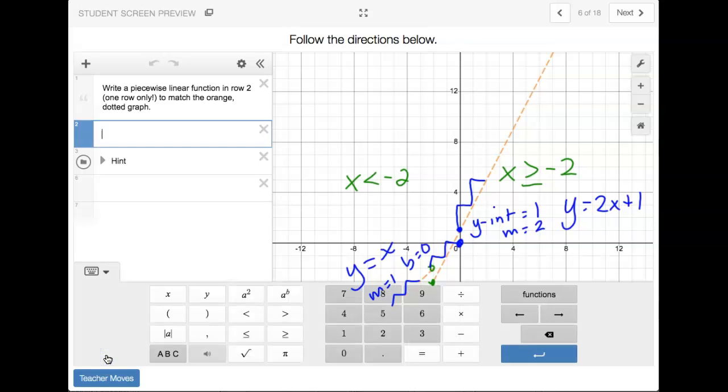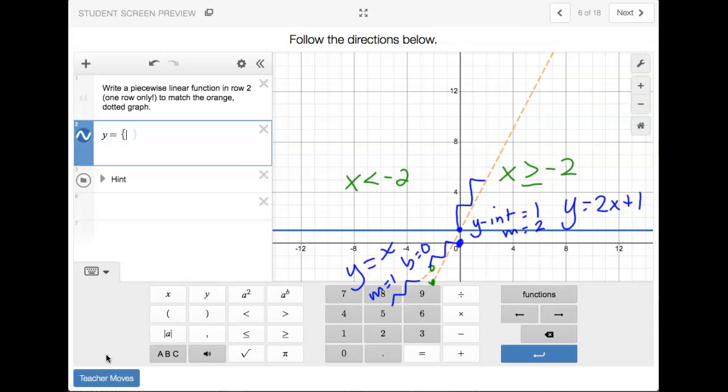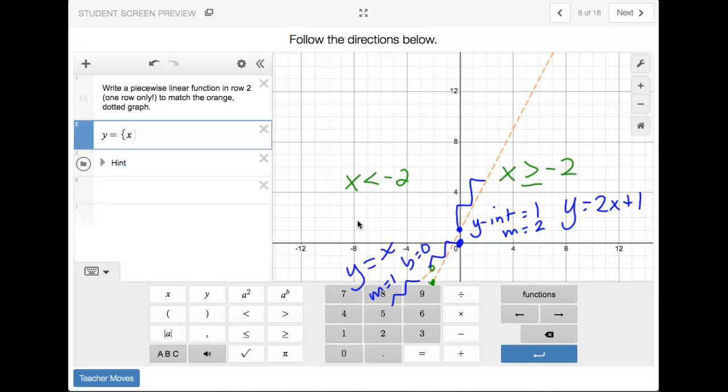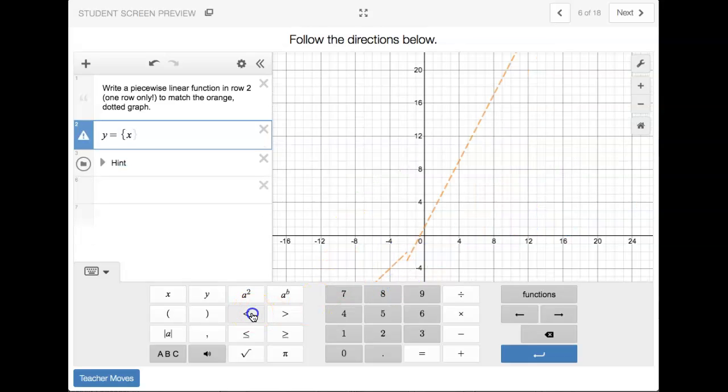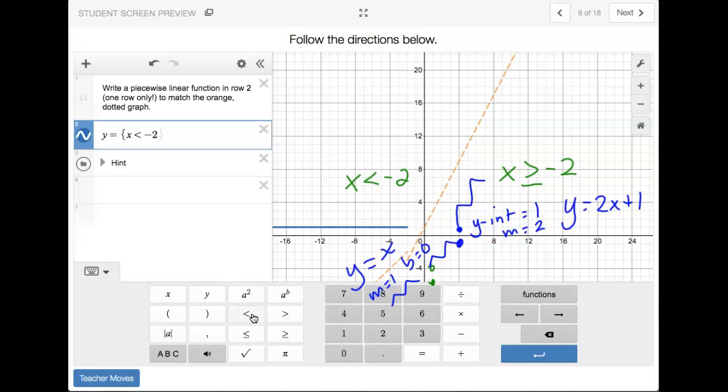So we are going to use y equals and then our brace. All right, so y equals our brace, and then our first domain we said was x being less than negative 2. And then we want a colon separating the domain from the expression. Our equation was y equals x. So we just need the x, since we already have the y equals in front.